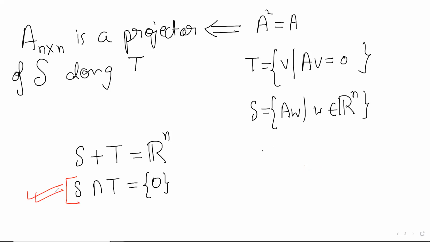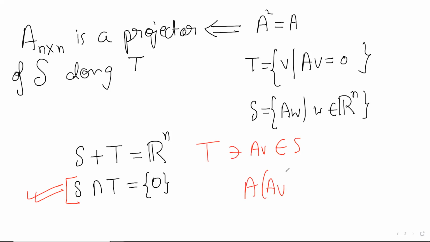See, what I'm trying to say is that this fact that S intersection T is 0 will not always happen. It will only happen if A square equals A. So let's see. You take AV in S, and if it's also in T, so let's say that AV is in S and AV is also in T. Then what do we know?